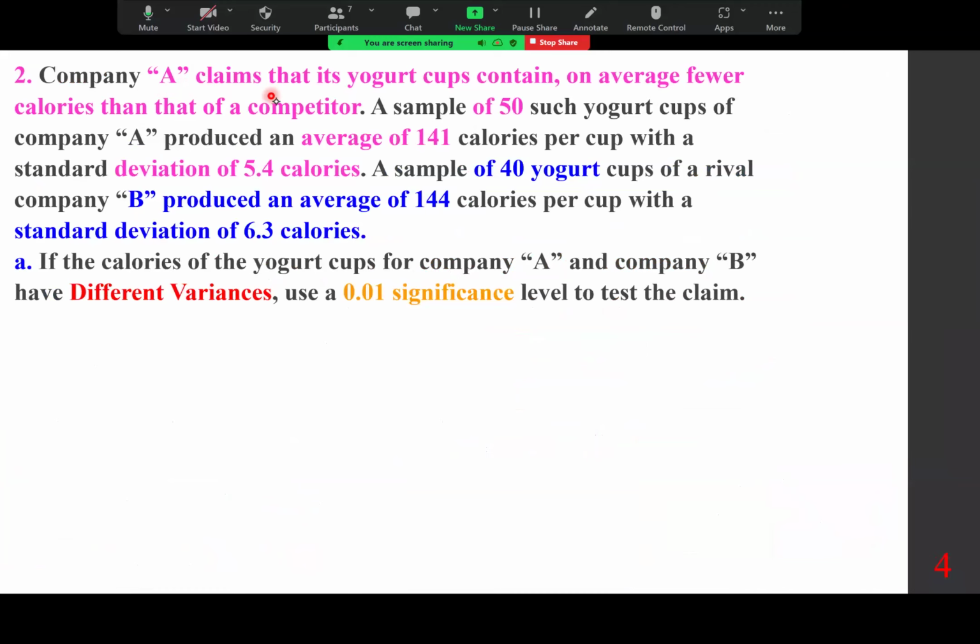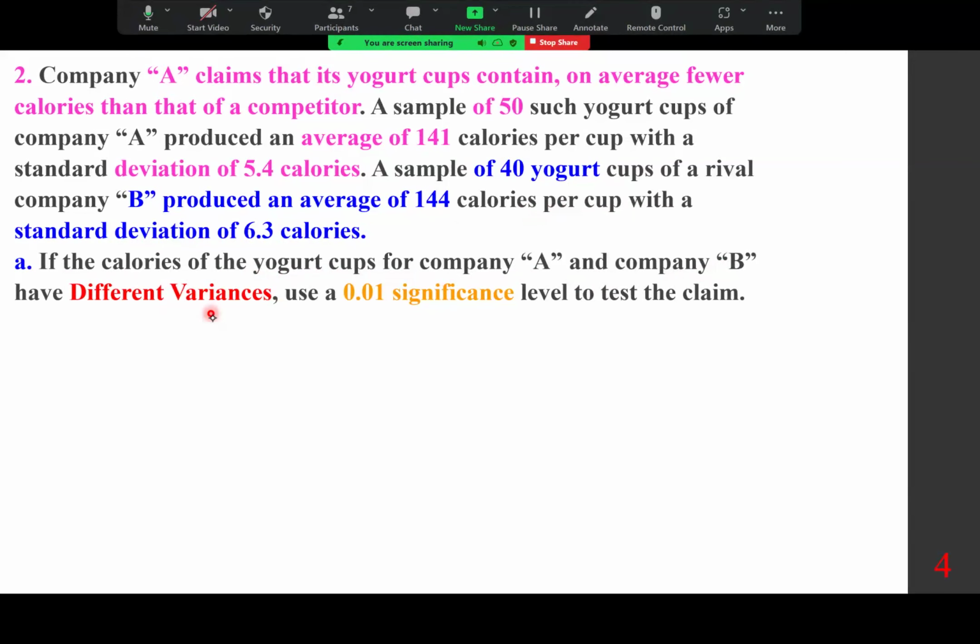Company A claims that its yogurt cups contain, on average, fewer calories than that of a competitor. A sample of 50 such yogurt cups, Company A produces an average of 141 calories per cup with a standard deviation of 5.4 calories. A sample of 40 yogurt cups of a rival Company B produced an average of 144 calories per cup with a standard deviation of 6.3 calories. If the calories of the yogurt cups for Company A and Company B have different variances, use a 0.01 significance level to test the claim.